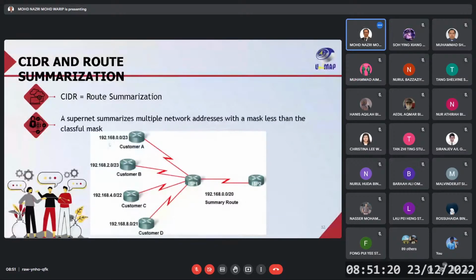So what happened? That means you have 4 tables: routing table 1, routing table 2, routing table at customer C, and routing table at customer D, because you have 4 networks. So here ISP 1, for example Telecom, will do CIDR and route summarization. So what happened? They just take A and B. Remember, 192.168. This one is class C.